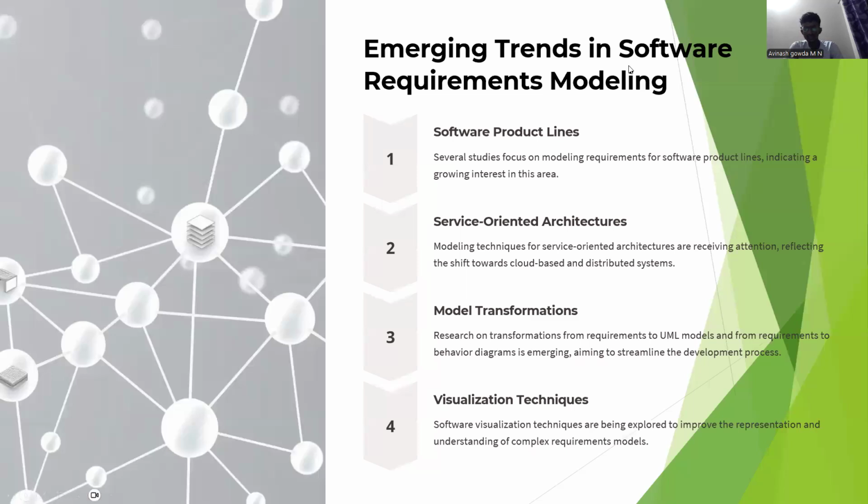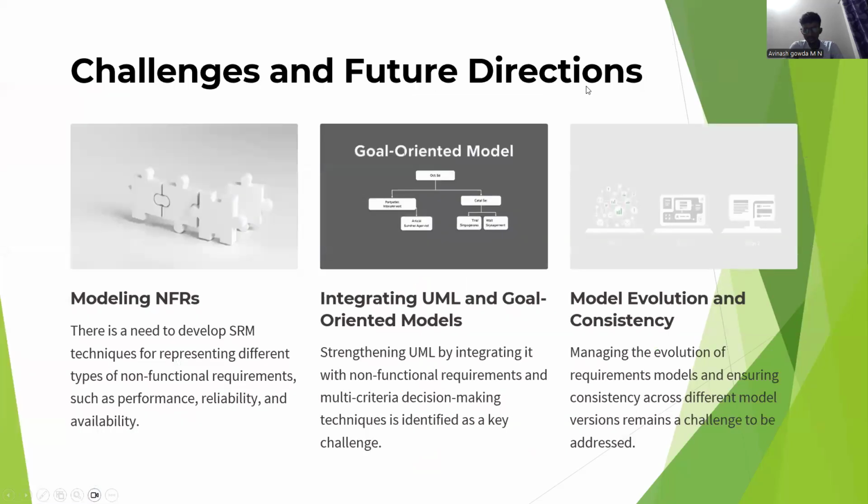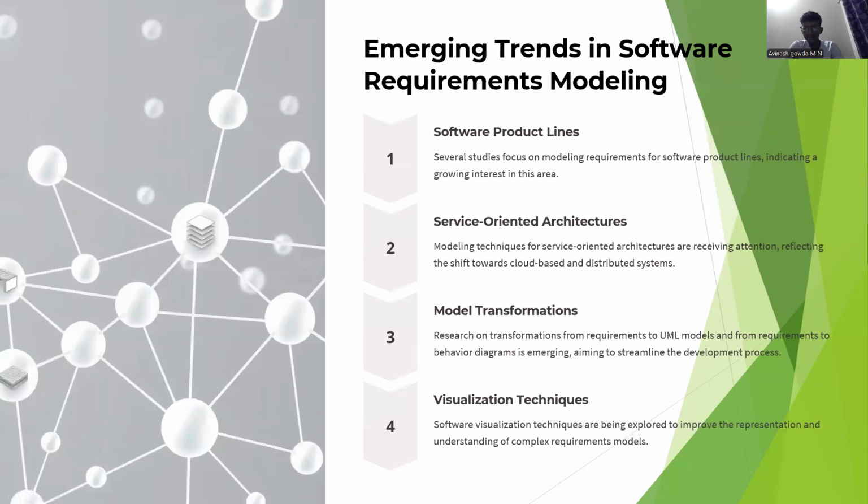And the next one is emerging trends in software requirement modeling. Software product lines: several studies focus on modeling requirements for software product lines, indicating a growing interest in the area. This area, service-oriented architecture, and model transformation and visualization techniques. These are the four main requirement modeling trends.